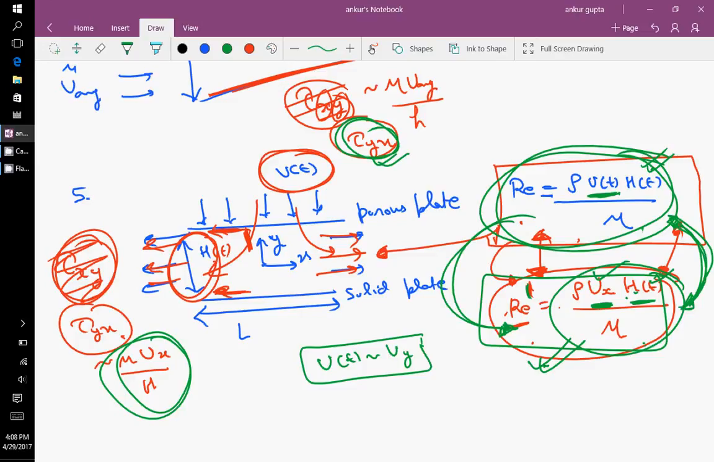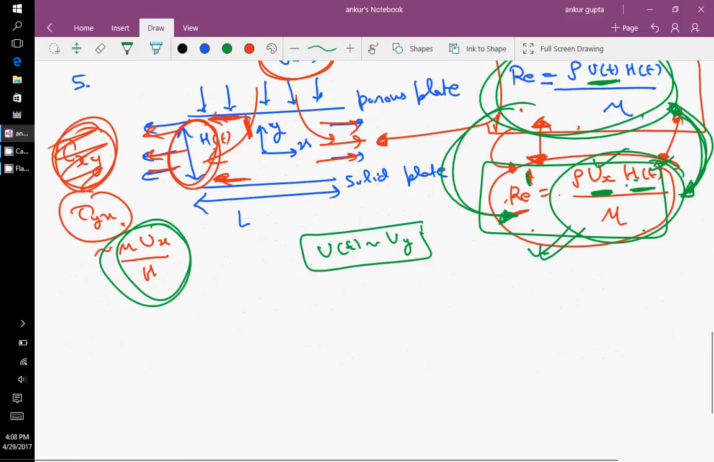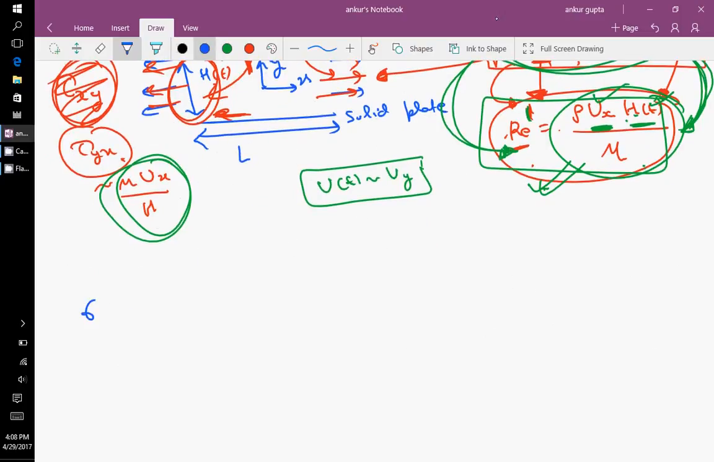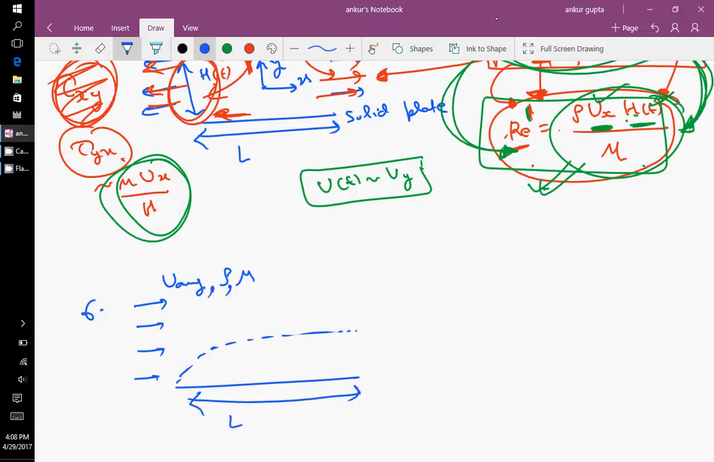So I hope that is clear. I'll close the video with the last topic, which is the boundary layer case, which you are doing now. Velocity is flowing here, u average, with rho and mu, and the length of the plate is L, and here we have delta of x.